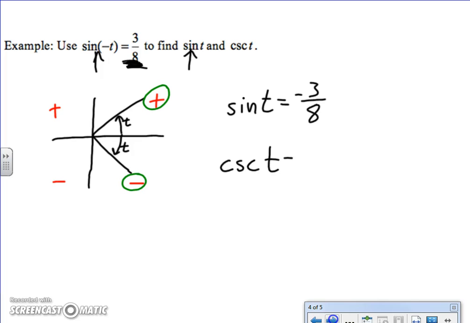Let's look at cosecant of t. All right, so what you want to do with the reciprocal here, I already know the sine of t, and I know that cosecant is equal to 1 over sine, right, as long as those angles match up, and here they're both t. So this would be 1 over negative 3 over 8. So that's the same as negative 8 over 3.